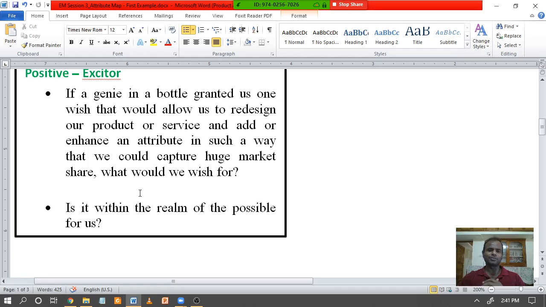Now, how do you find out this exciter factor? How do you find it out? The only way to find it out is by empathizing with your customer.